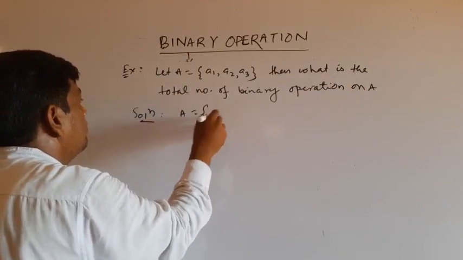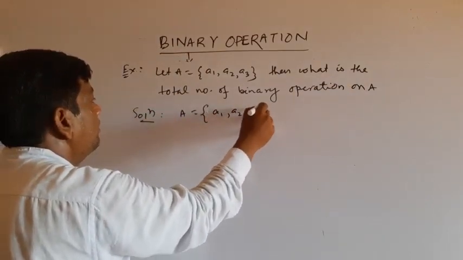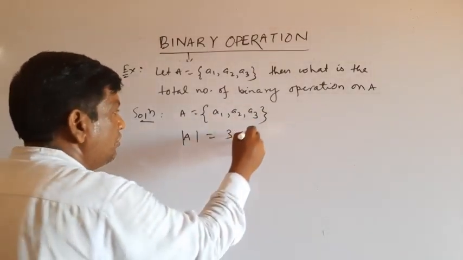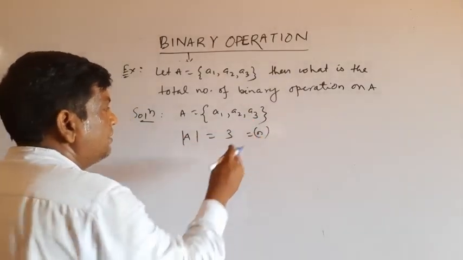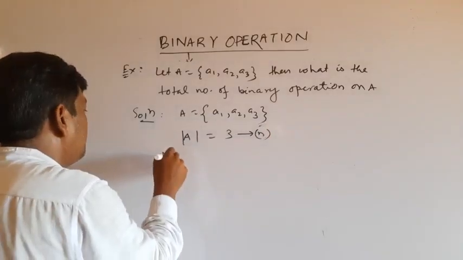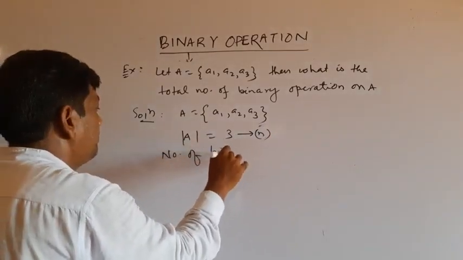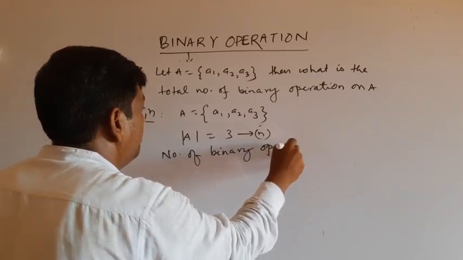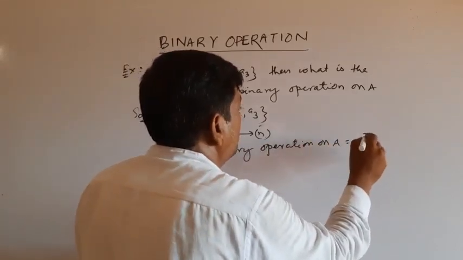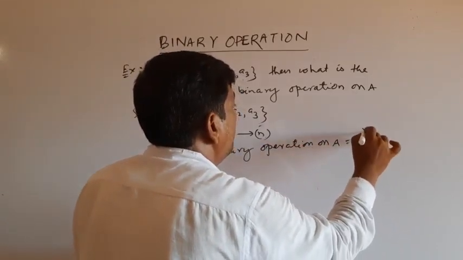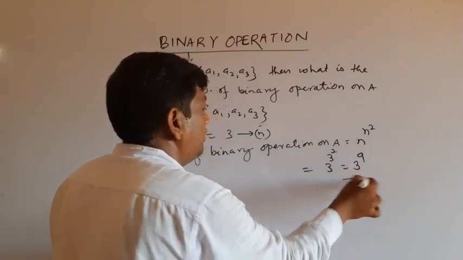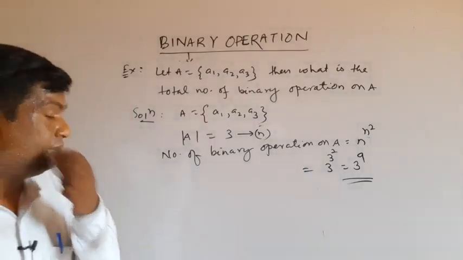A is equal to {a1, a2, a3}. So the cardinality of A is equal to 3. This is n. The formula for the number of binary operations on A is n to the power n square, that is 3 to the power 3 square, which is 3 to the power 9. This is the number of binary operations.